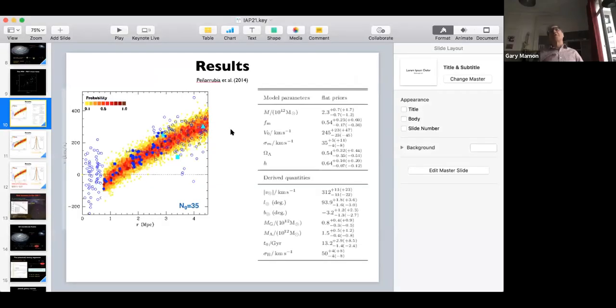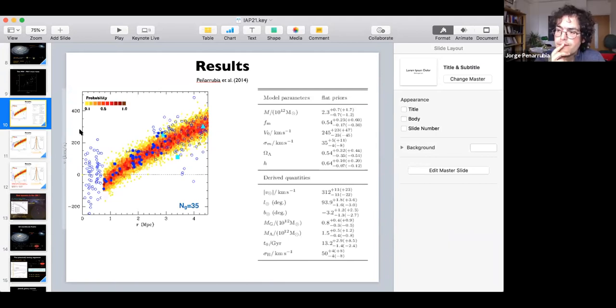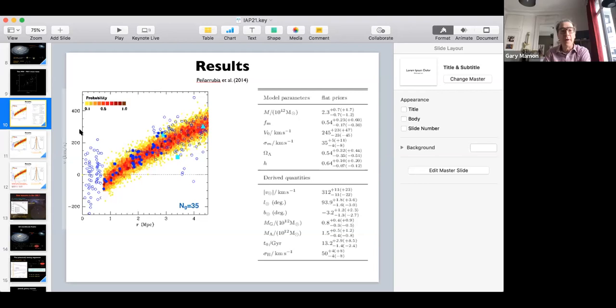Okay, wonderful work, Jorge. Thank you very much. Thank you. So, a quick question first, and then a more general question in line with what Nick asked. What about the SMC? Is that combined with the LMC when you give the mass fraction?